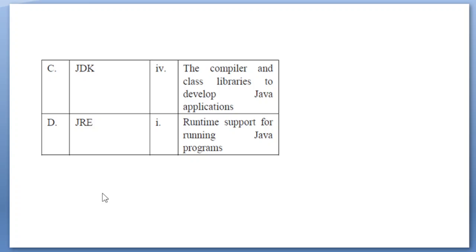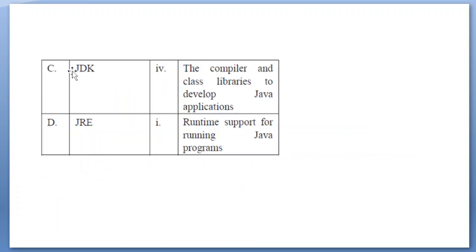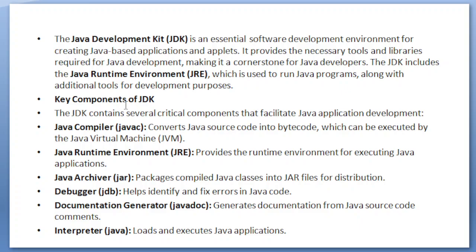Next is JDK. JDK is the Java compiler class. Next, JRE is the runtime environment. Okay, let's move into the detailed explanation. What is Java Development Kit? JDK, I have mentioned here. Full form is what? Java Development Kit.